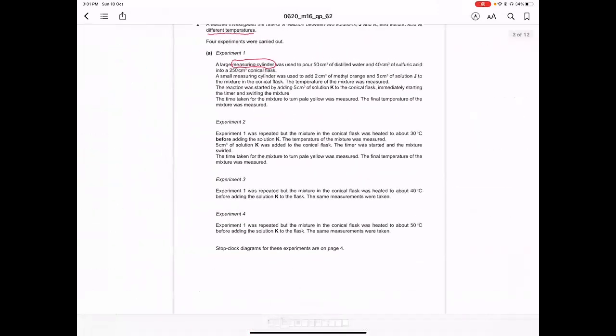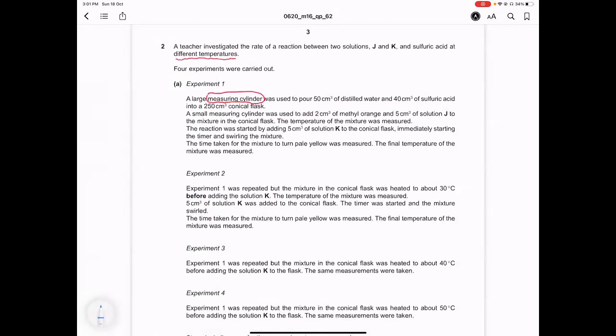Question 2, this is an investigation of the reaction between solutions J and K with sulfuric acid at different temperatures. He used a measuring cylinder, which is inaccurate. Notice when reading the experiment, he is adding distilled water to sulfuric acid in a 250 centimeter cubed conical flask, and then he's adding an indicator, and then he's adding solution J to the reaction mixture. And of course, he measures the time taken for the mixture to turn pale yellow while measuring the final volume.